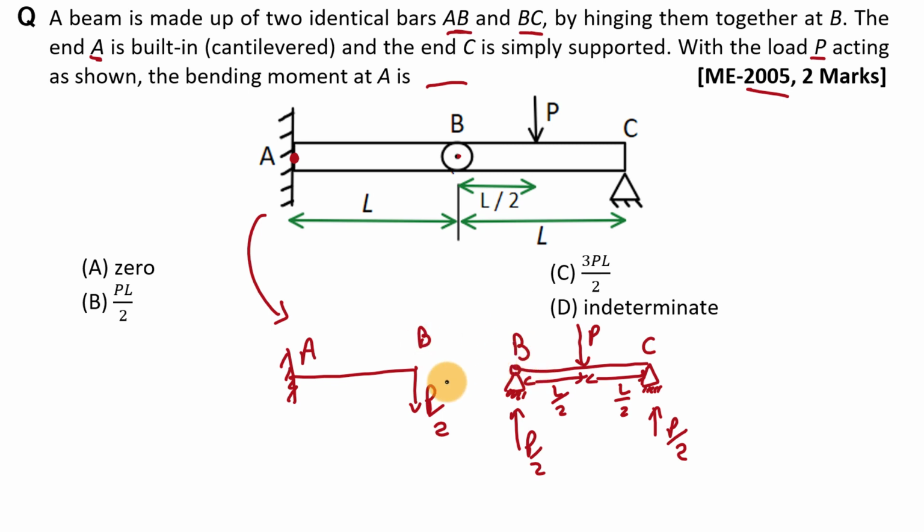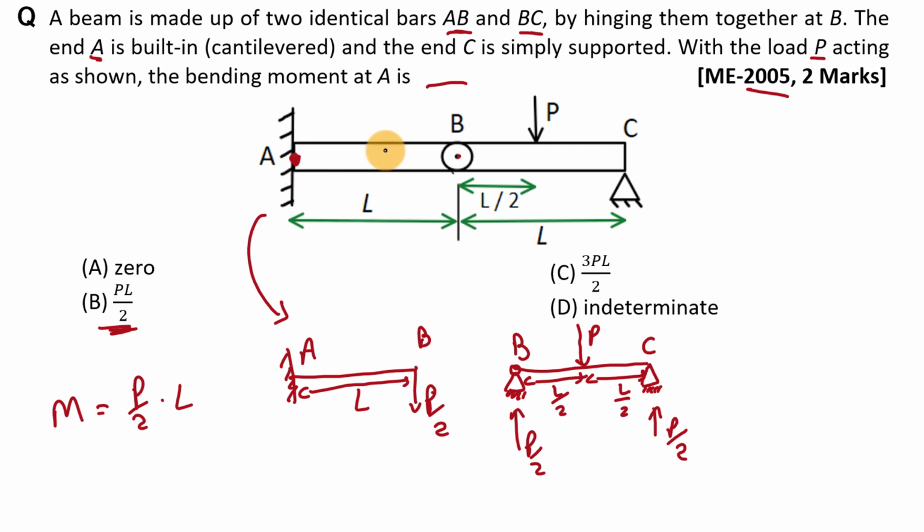I hope that you understand why this P by 2 load is acting on this AB beam in downward direction. Here this P by 2 load is the reaction on this beam BC. But this reaction will act on this AB beam and it will act as a point load P by 2. And here this distance of beam AB is L. Now we can directly find the value of bending moment at point A. That will be this load P by 2 into this perpendicular distance L. So here our answer is PL by 2. That is the value of bending moment at this point.